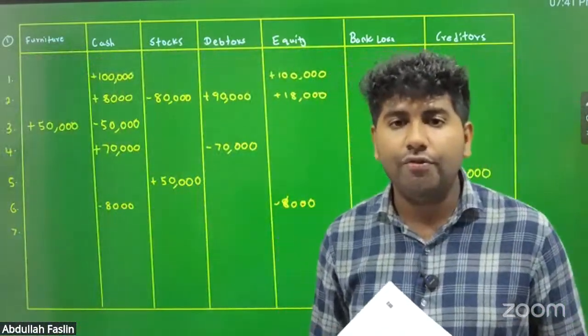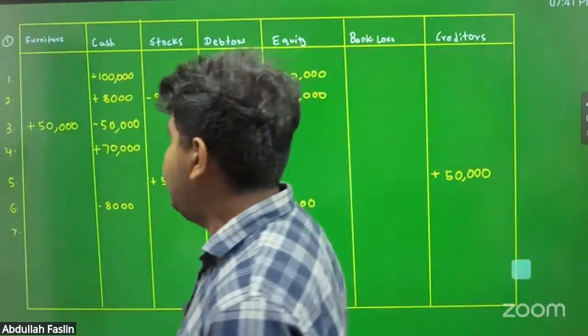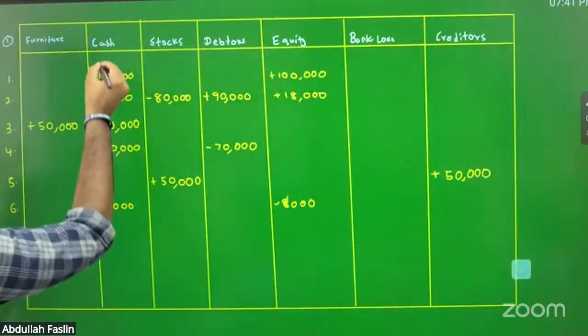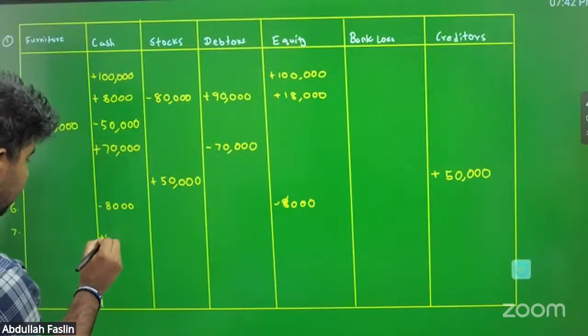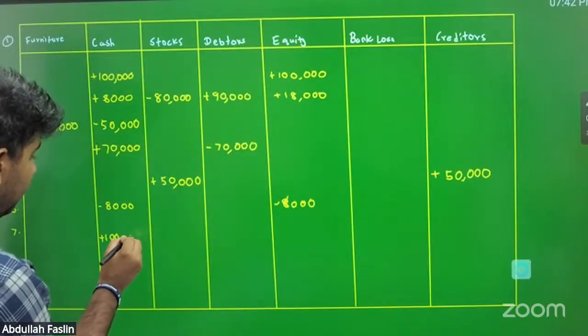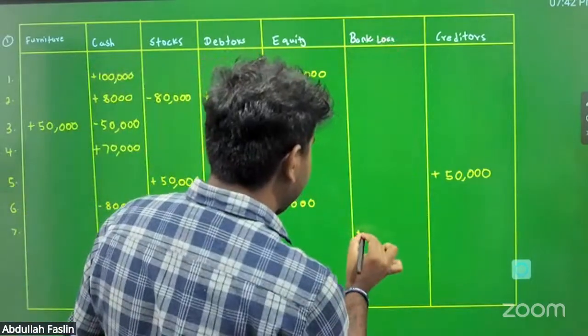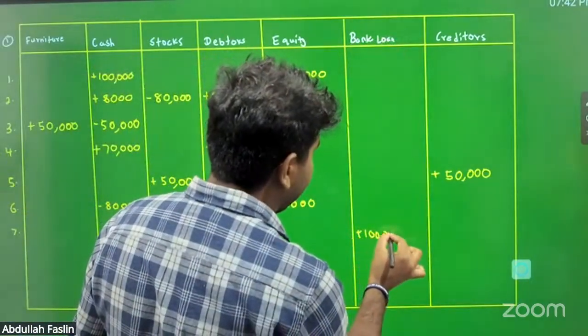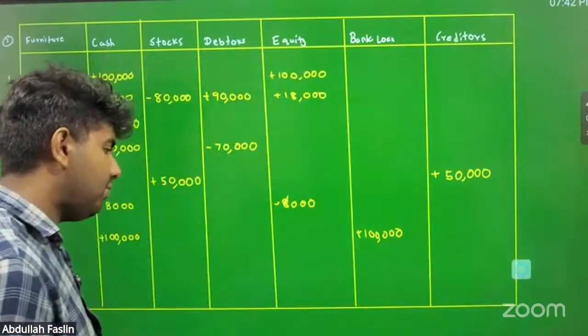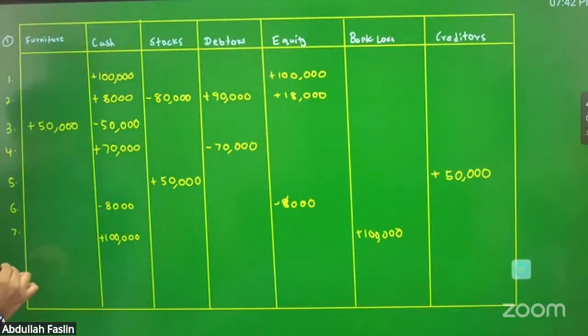Obtain bank loan of 100,000. Cash will increase when you get a bank loan. At the same time, the bank loan balance also will increase by 100,000.